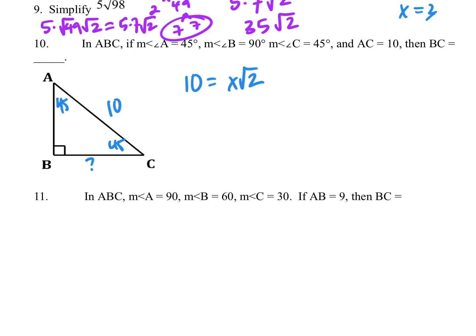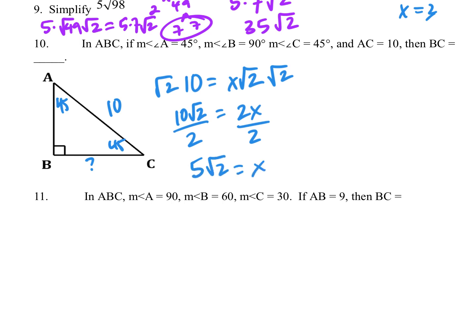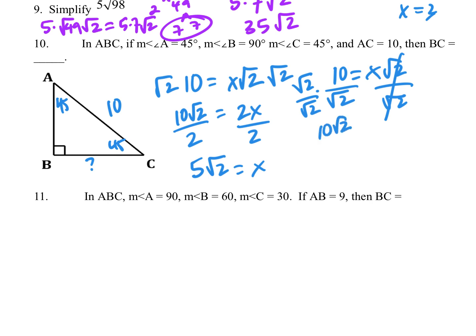You can solve this two ways. We talked about multiplying by radical 2, so getting 10 radical 2 equals 2x, then dividing by 2, and 5 radical 2 would equal the missing side. You could also, at this point, have divided by a radical 2. Those would cancel, but then we have to rationalize the denominator by multiplying by radical 2 over radical 2. So you get 10 radical 2 over 2, which is still 5 radical 2.